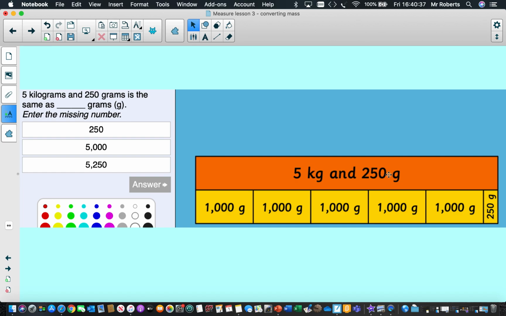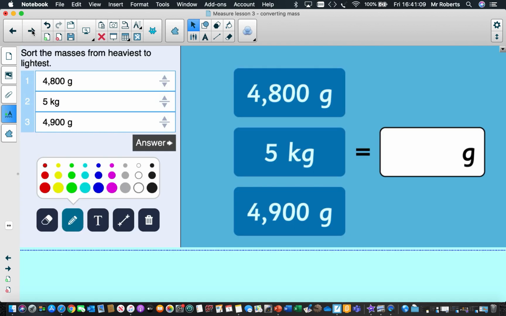kilograms and 250 grams. And I know that 5 kilograms in grams is 5,000. And I can see that because I've got 1, 2, 3, 4, 5,000. But I've also got my 250 grams. So that shows us that the 5,250 would be the correct answer. Always use the bar models to help you because they are there as a sort of visual clue to help you in the first few questions.